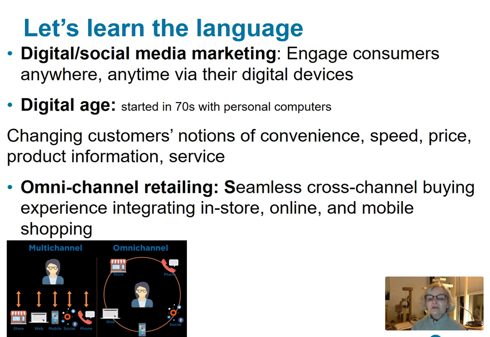And omnichannel retailing, this is where these all come together, where shopping is possible on the website, we can go to the store, we can do it via mobile shopping. Some companies even have showrooms where we could go and look at the item, but then we order it online.